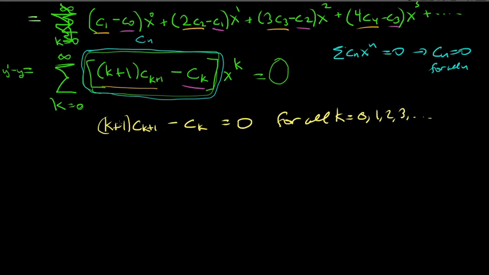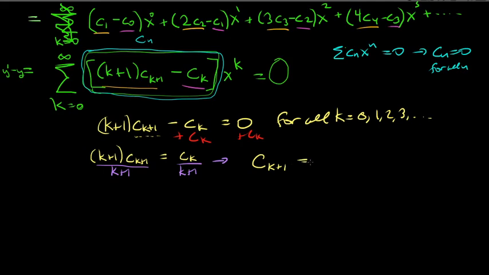All right, so what can we do with this? Well, we can rewrite this, so we want to solve for ck plus 1. So we can add ck to both sides, and then we just get k plus 1 times ck plus 1 is equal to ck. And now I can divide both sides by k plus 1. So that gives me the following equation: ck plus 1, the k plus first term for the c's, is just ck divided by k plus 1.